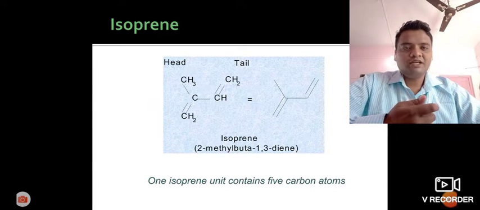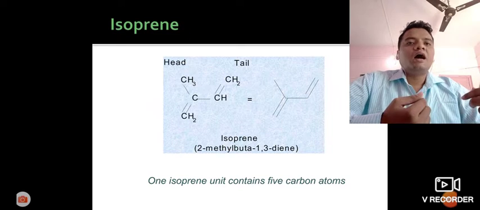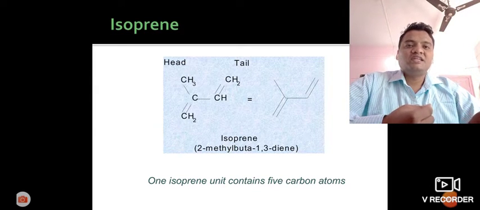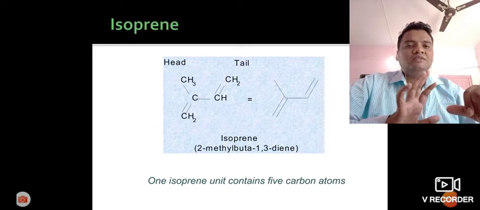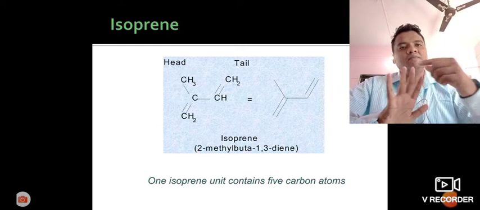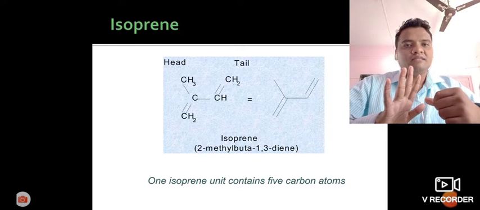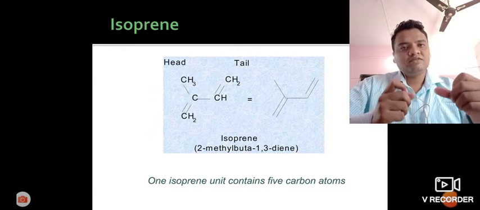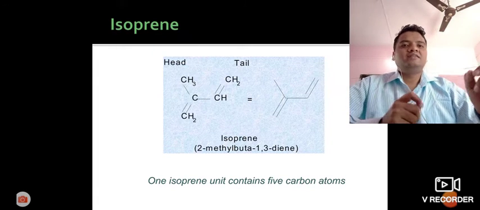As we discussed in the previous slide, what is isoprene and what are terpenes. Isoprene, as we discussed, contains 5 carbon atoms, that is 1, 2, 3, 4, 5, and these carbon atoms are joined by covalent bonds, and this covalent bond also contains unsaturation.